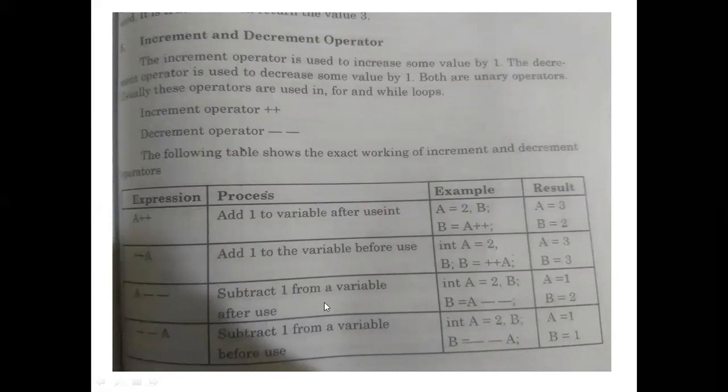Next, a minus minus. Subtract 1 from variable after use. That means first the value of a, that is 2, will be assigned to b, then the value of a will be decreased. So b equal to 2 and a equal to 1. Next, integer a equal to 2 and b equal to minus minus a: a equal to 1 and b equal to 1. So in this way, this increment and decrement operator is used.